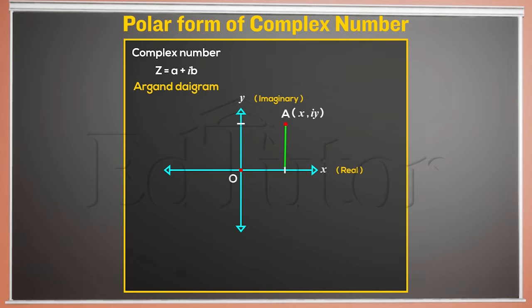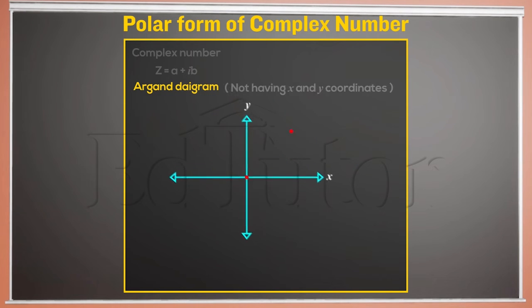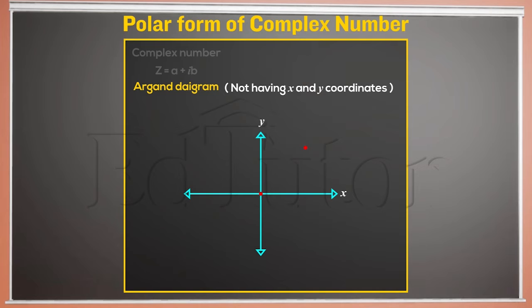Now, if you ask someone to plot point A, all they need to do is to stand at O, move x units to the right and y units upwards. That's it. Hence, knowing these two values is enough for plotting this point on an Argand diagram. But, is there a way to locate a point without having the values of x and y? Certainly, and that requires two new quantities.